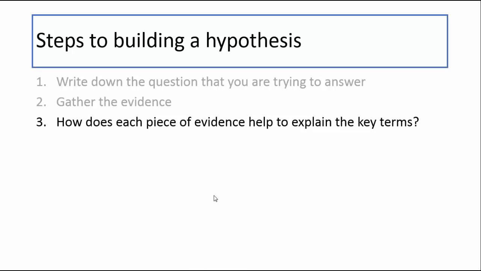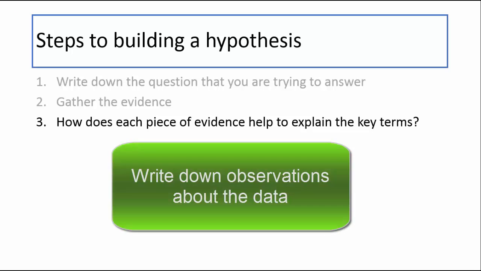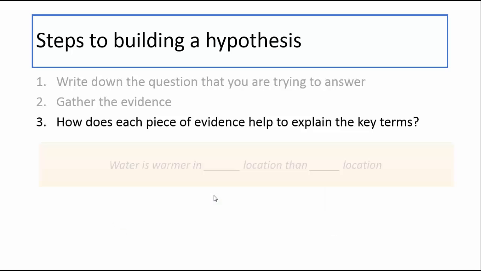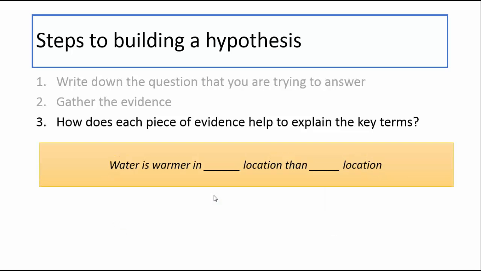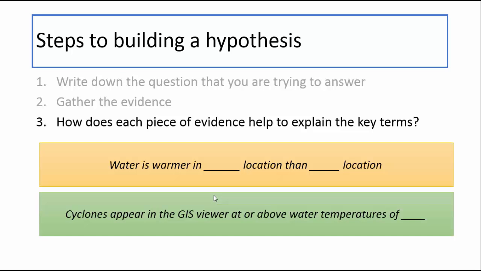Now, look at each piece of evidence and consider what it tells you about each of these key terms. Write down as many observations about each piece of evidence as you can. These should be simple statements, such as the water is warmer in blank location than in blank location, or cyclones appear in the GIS viewer at or above water temperatures of blank. These pieces of evidence are the building blocks for your hypothesis.